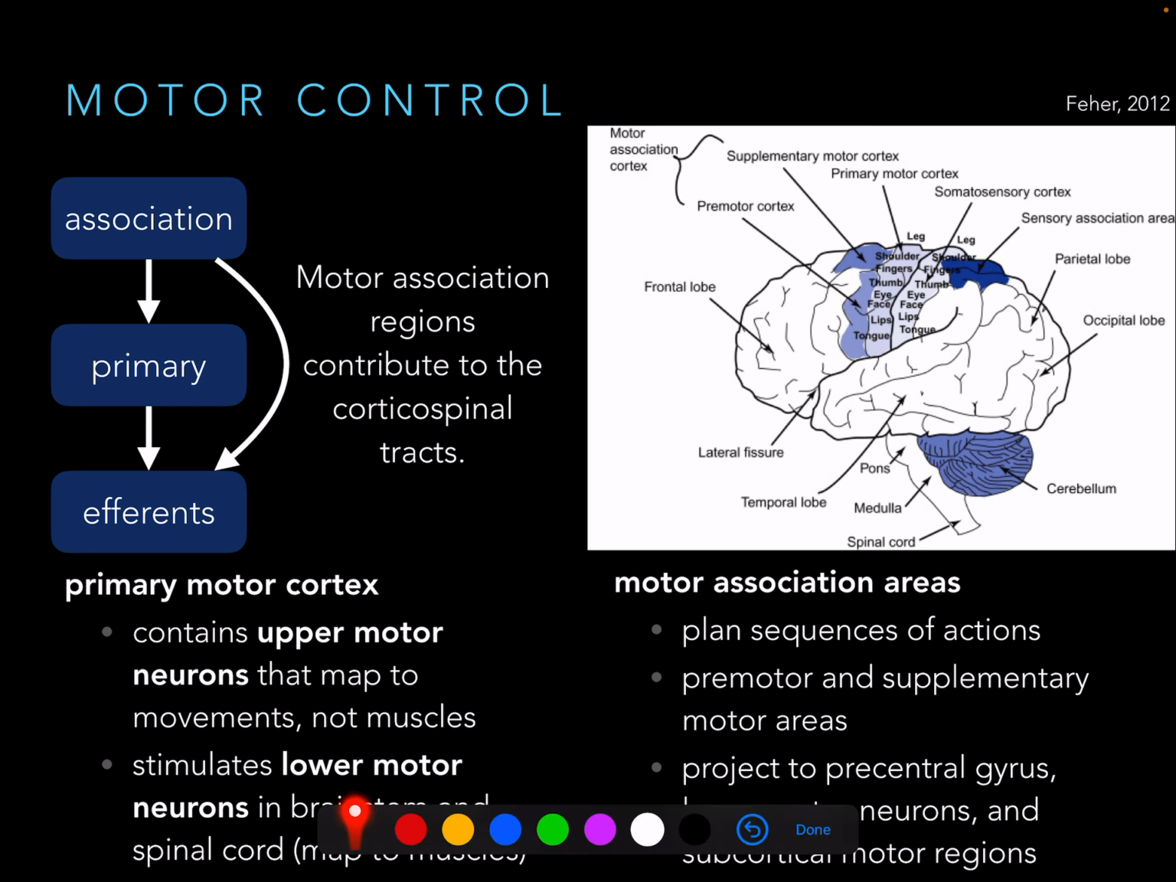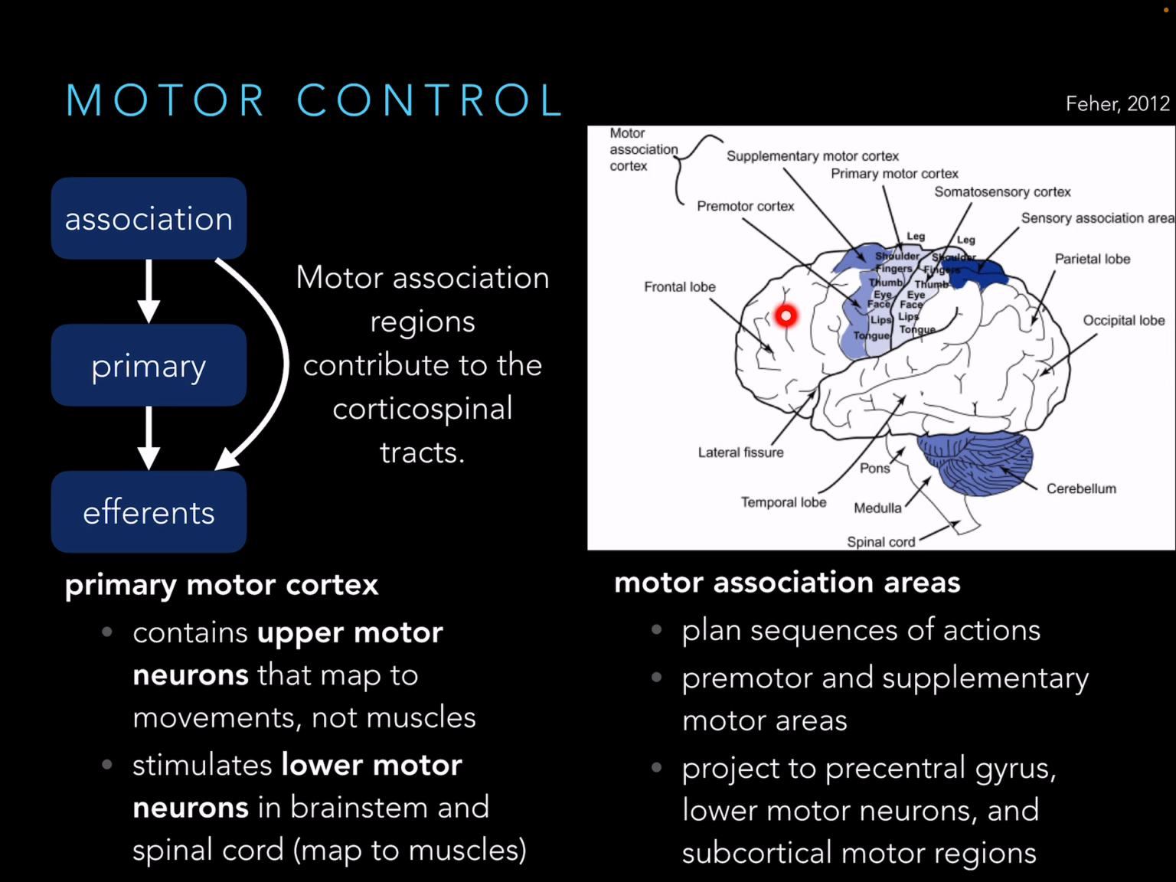Motor control, we tend to think of going the opposite way. We start with a big idea in an association cortex, and then we go to a primary cortex, and that goes and talks to the efferents. Now, in the primary motor cortex, we got our upper motor neurons that stimulate lower motor neurons. Upper motor neurons deal with movements, not muscles. Lower motor neurons in the spinal cord and brainstem deal with muscles. Okay, but who controls upper motor neurons? That's the motor association areas.